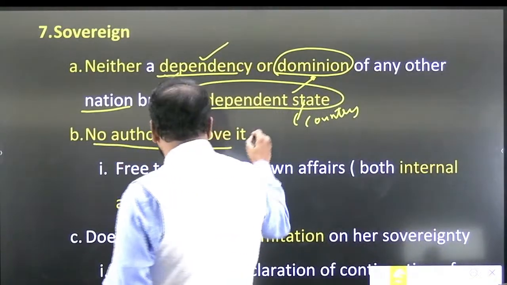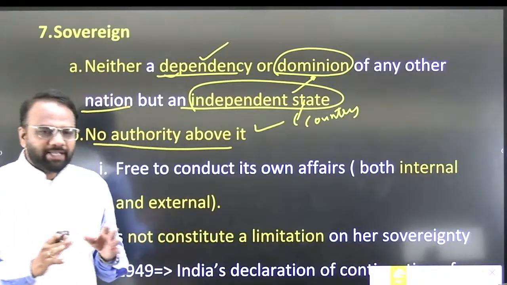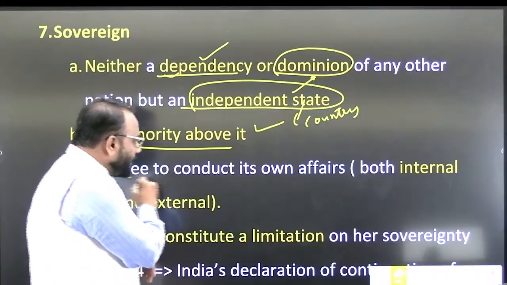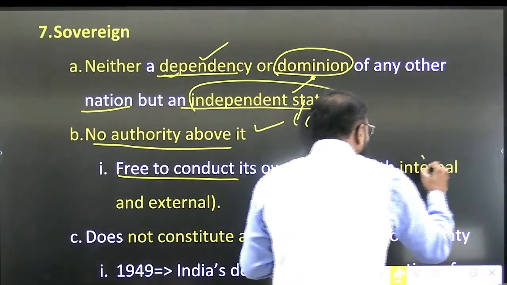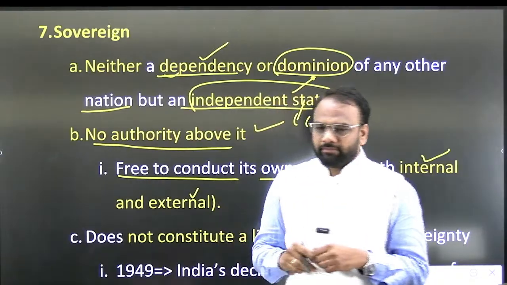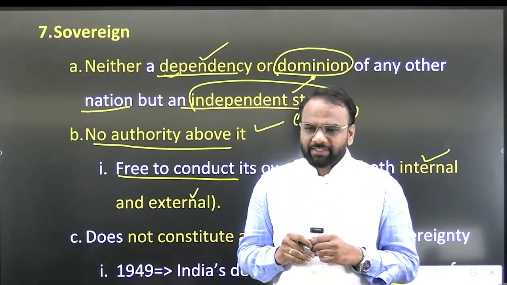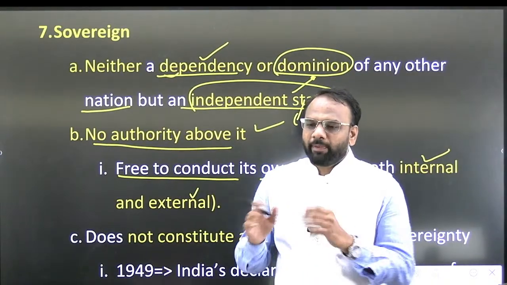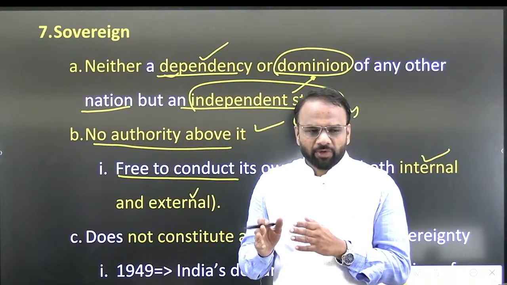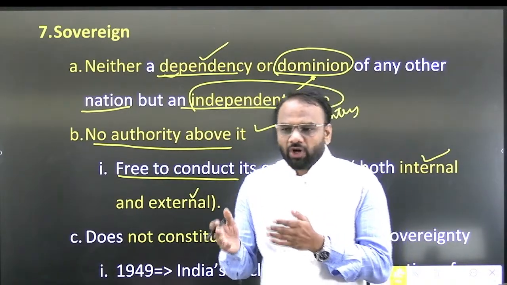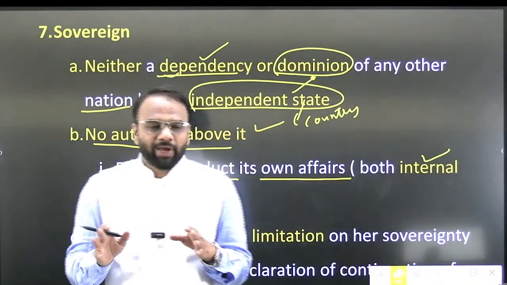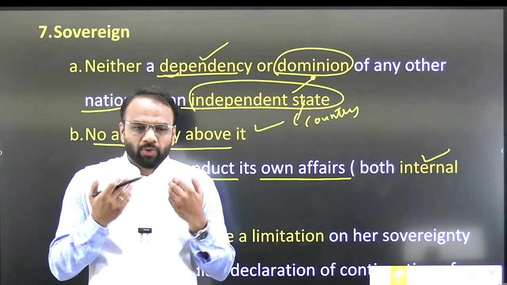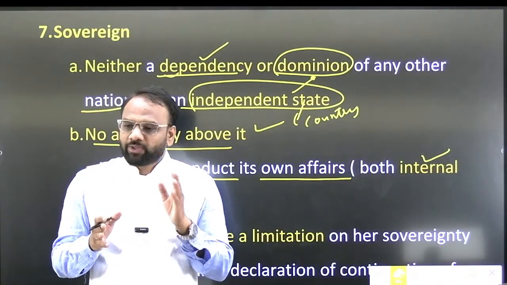No authority above it. So no one is above India, which means no one can dictate to us. So it means free to conduct its own affairs, both internal and external. Very important. For example, what kind of law I will pass is left to Indians. What kind of policy I will bring, whether I will bring reservation or whatever, whether I will make the bus passes free. All these are internal things. So no external entity is going to tell us. Based on our own will, we are going to make laws. Based on our own will, we are going to make policies. No one is going to dictate to us.